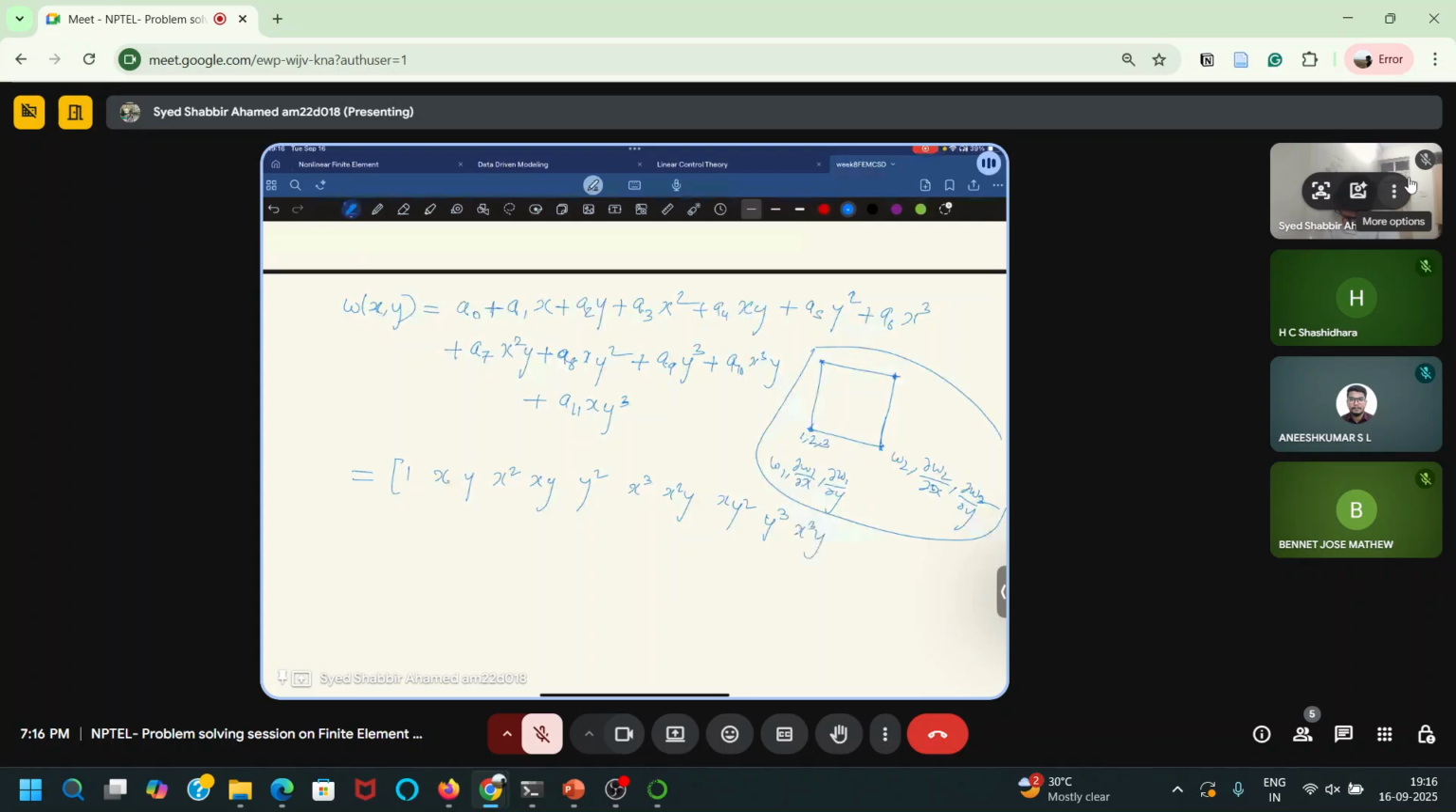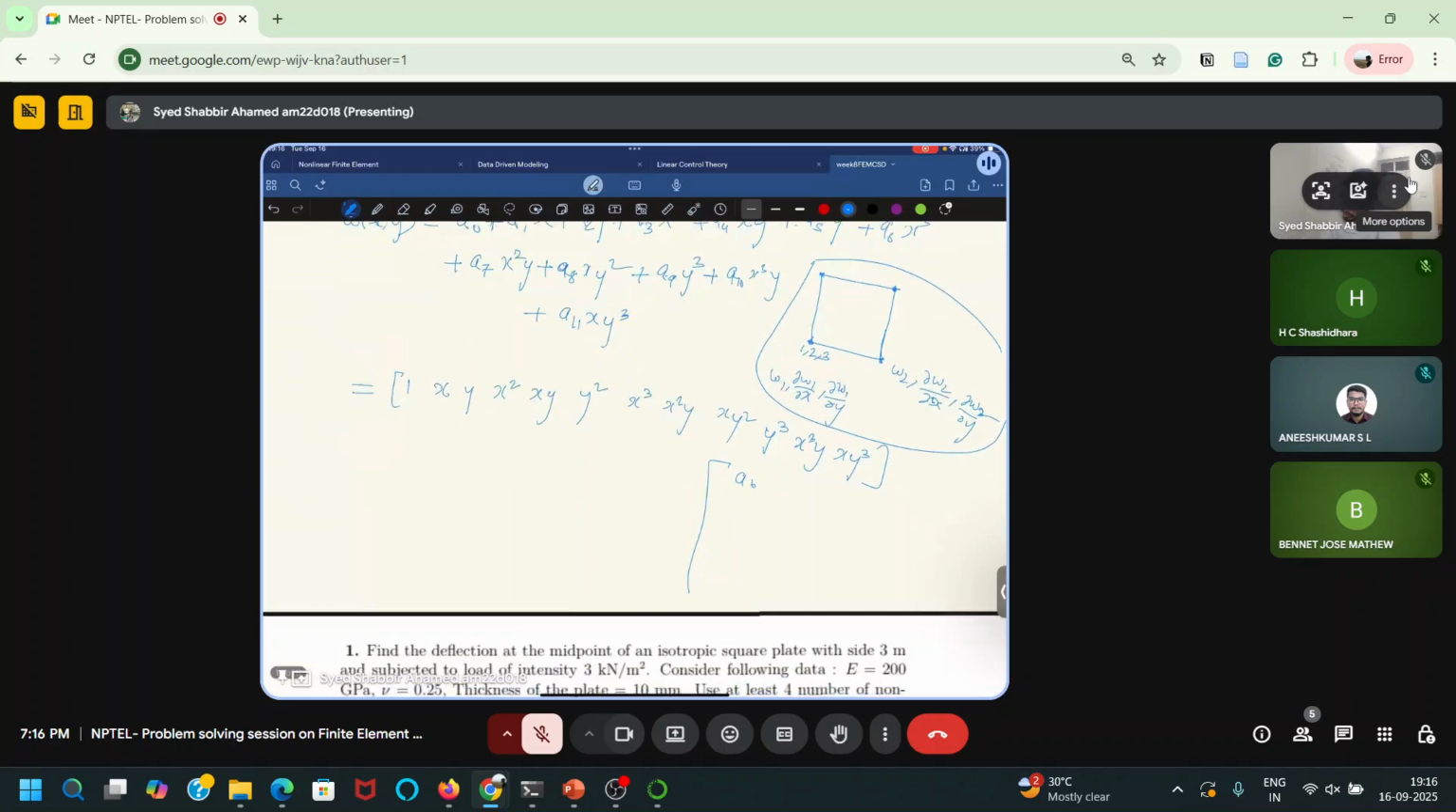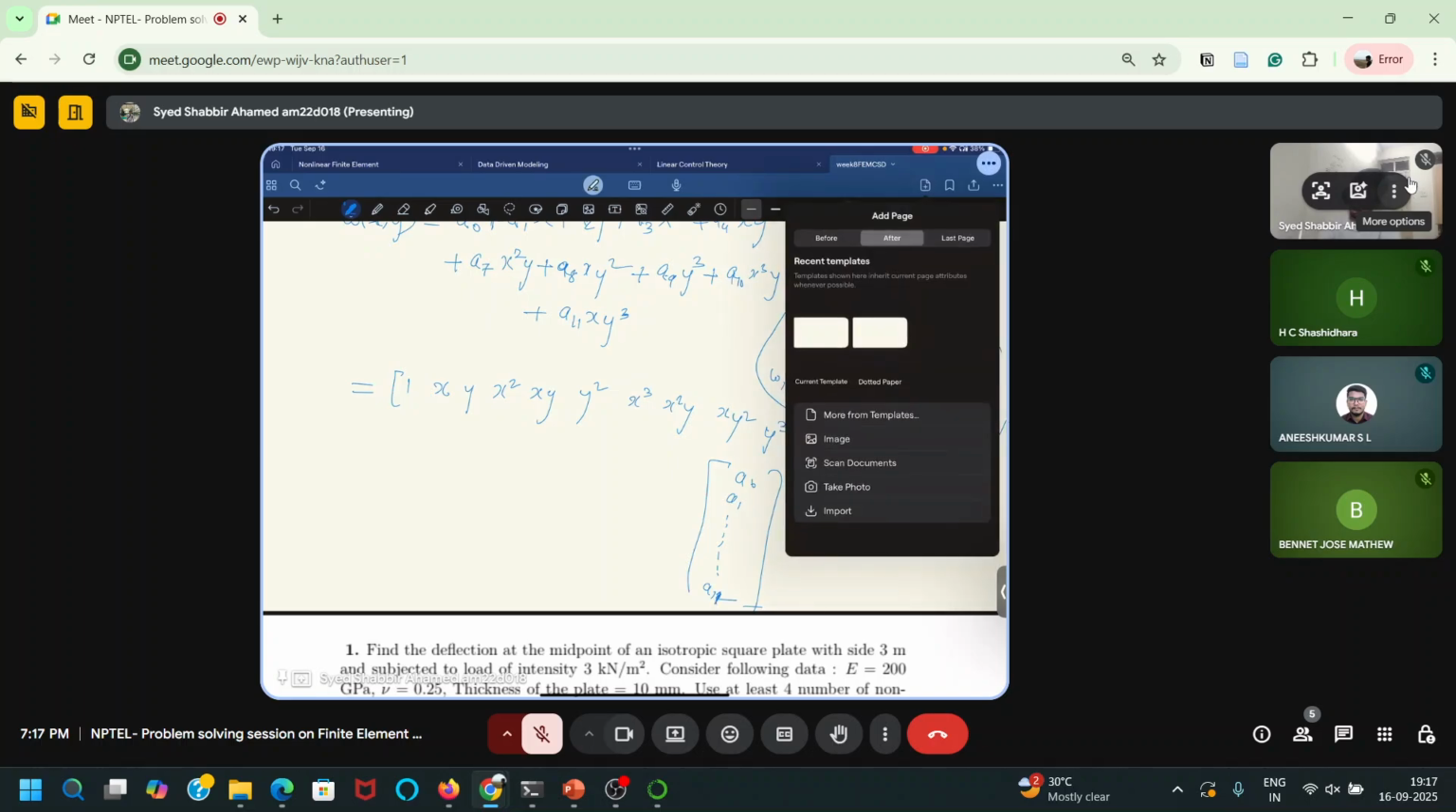Cube, x cube, xy cube into a naught. I can write this w of xy as this. So a naught, a1 up to a12. Sorry, a11. There are only 12 terms. A naught to a12.